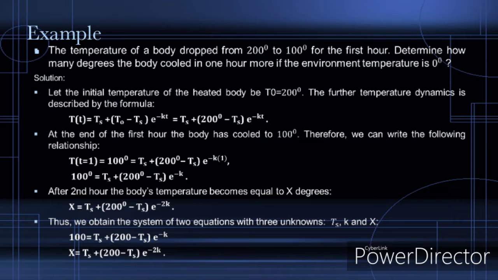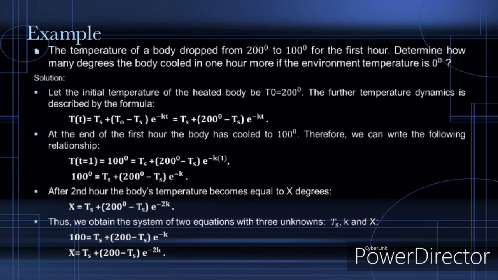After the second hour, the body's temperature becomes equal to x degrees. We have x equals T sub S plus (200 degrees minus T sub S) times e to the power of negative 2k. Thus, we obtain a system of two equations with three unknowns: T sub S, k, and x.